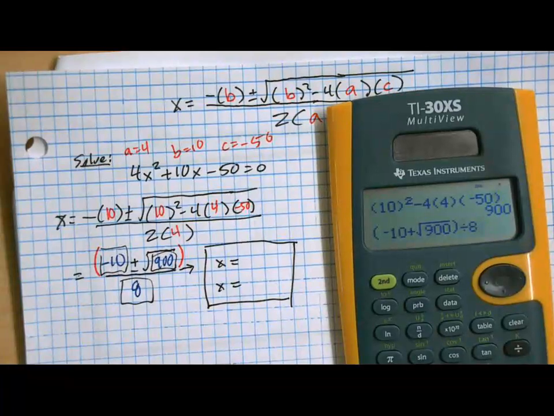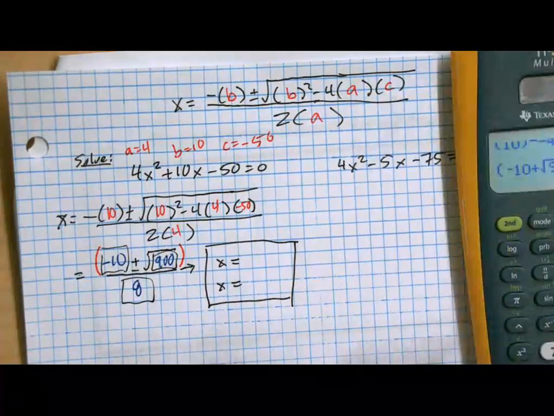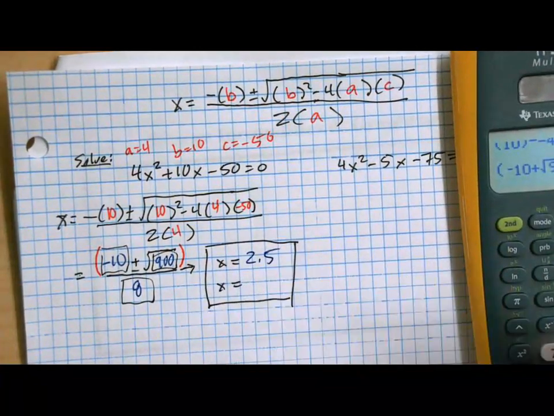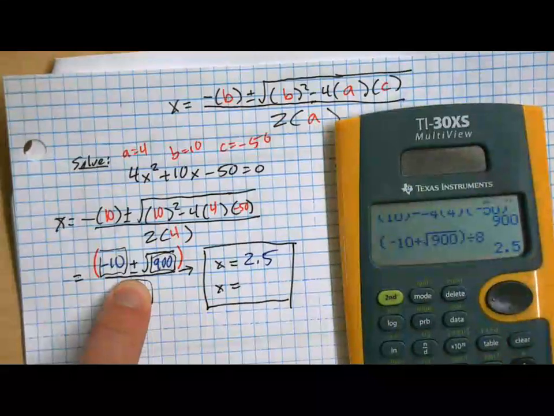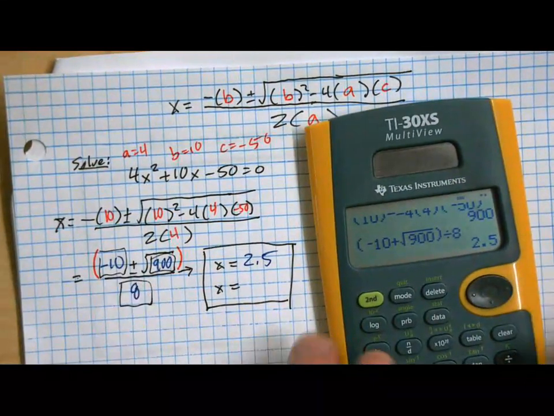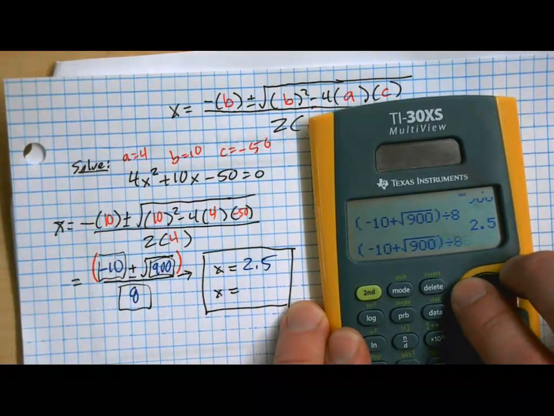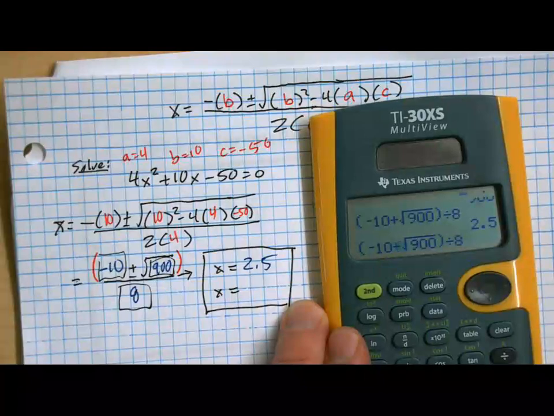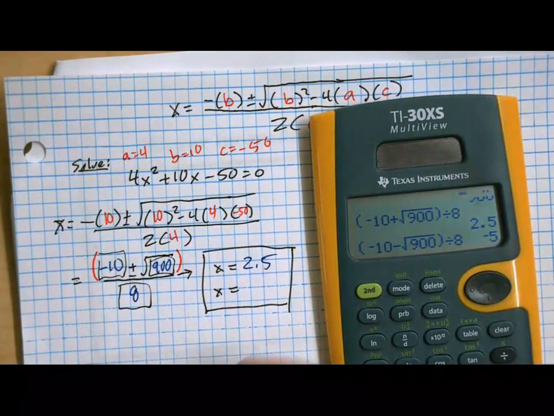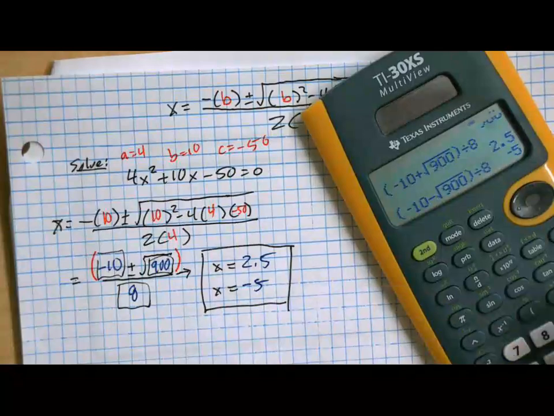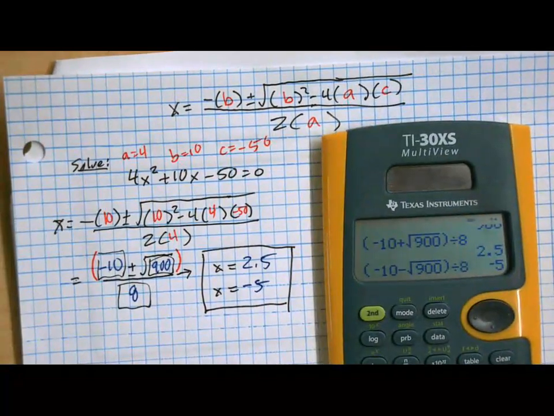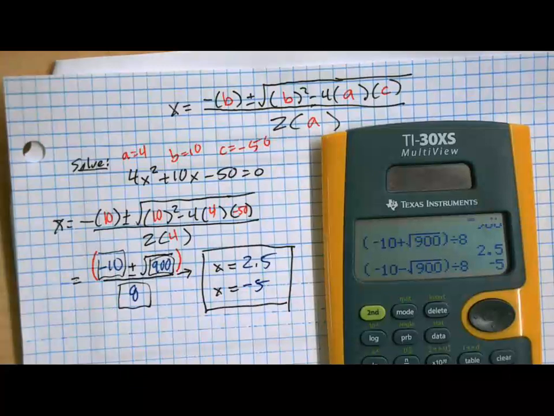That's the plus version, which gives me a solution of 2.5. And then I just need to go back and do it with minus instead of plus. With these calculators, you can just arrow up, hit enter to copy it, and then just change your plus to a minus rather than copying everything over again. Negative 5 is the other solution. How many people were able to get 2.5 and negative 5 on their own?